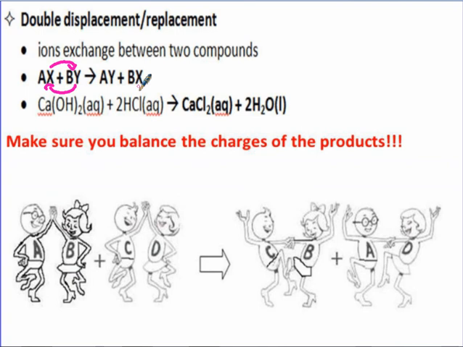So in this case, you can see you've got your hydroxide here and your chloride as your anion. Chloride switches with the hydroxide and you end up with calcium chloride and water, which is HOH. So this hydrogen here bonded to that hydroxide there. One big thing when you're making your products, and make sure you write this down, make sure you balance the charges of your products.